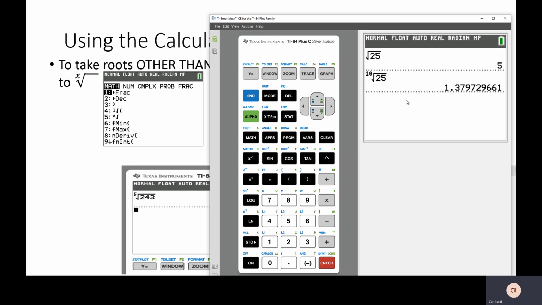So the 10th root of 25 is approximately 1.37973. In other words, if we took 1.37973 and raised it to the 10th power, we would have approximately 25. Notice it's not exactly 25 because we rounded. But it's 25 to 3 decimal places. So that's fairly good for a rounding.